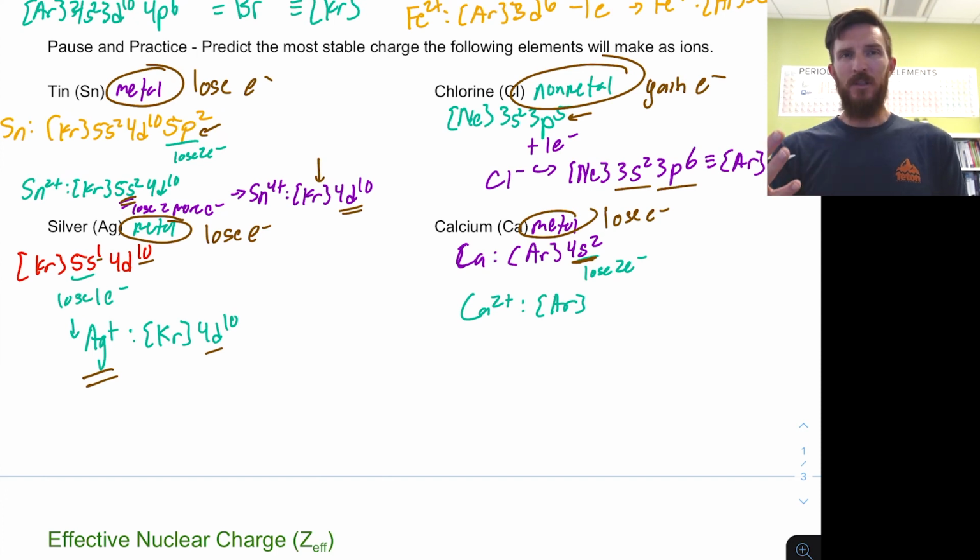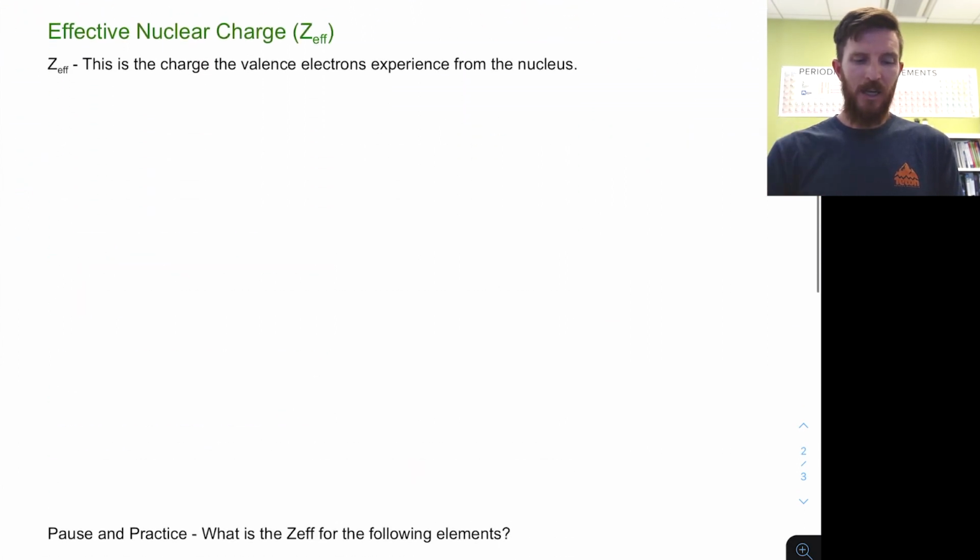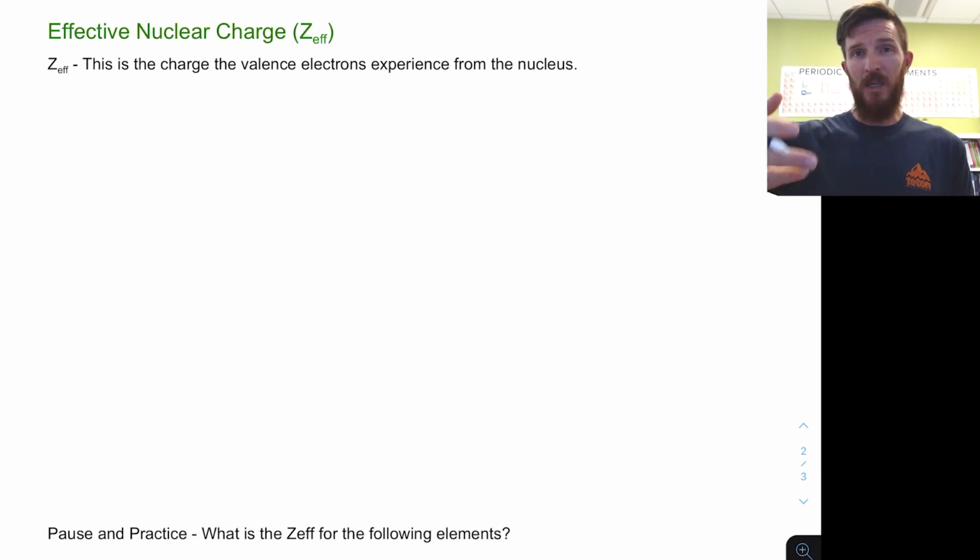Now that we have this ability to predict charges, one of the things we're going to talk about is why a metal will lose electrons, and why non-metals will gain electrons when they form ions. And the first step in us understanding this is talking about what kinds of attractions they will feel if electrons are being lost or added to an atom.